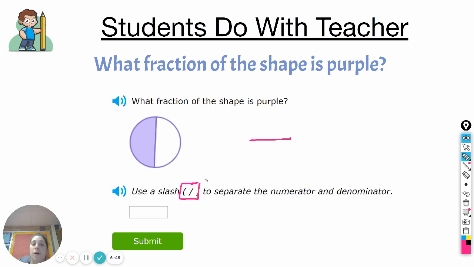Okay, so if you are virtual, go ahead and type that to me. Make sure there's no spaces, just the number, slash, and then the next number.